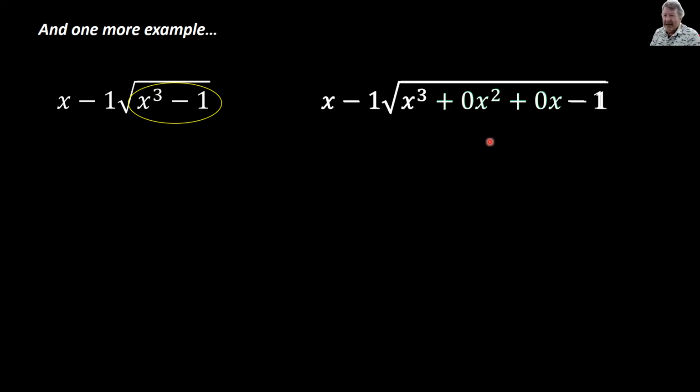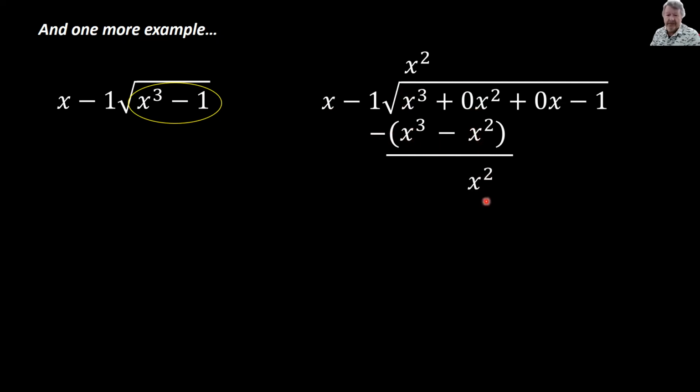All right, back to the same process. x cubed divided by x gives us x squared. x squared times x is x cubed. x squared times negative 1 is minus x squared. Let's do our brackets and our minus and our line. x cubed minus x cubed disappears. Nothing minus minus, so plus. So it's just going to be x squared.